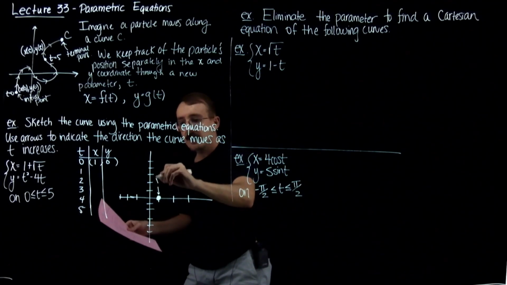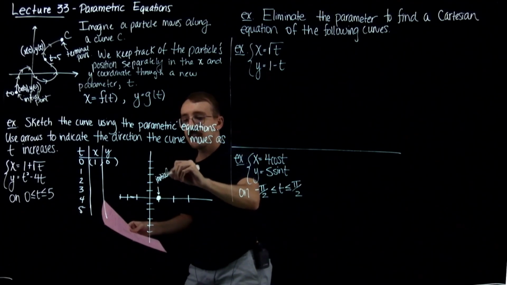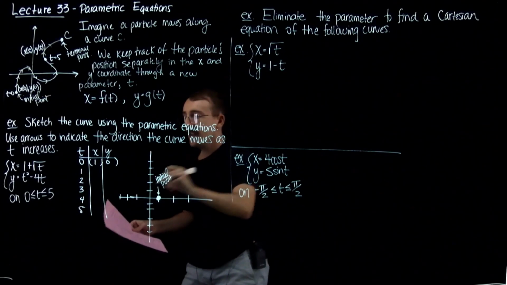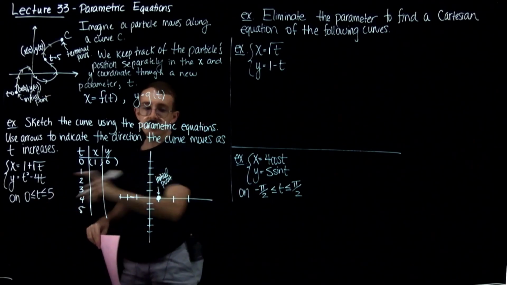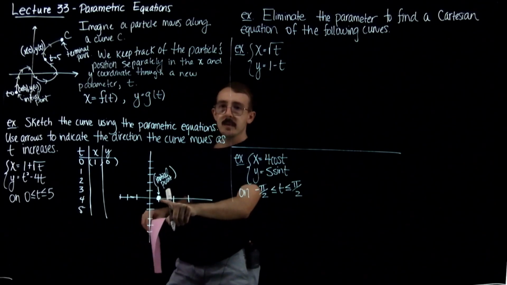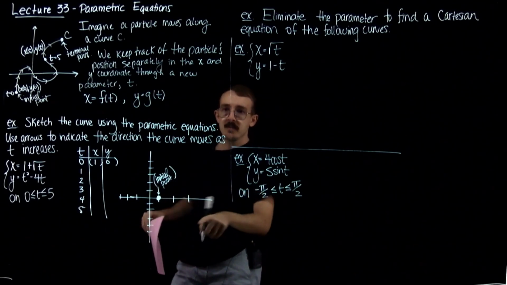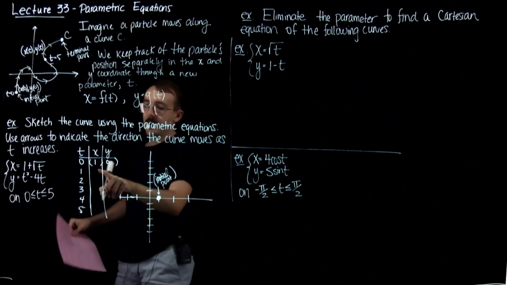And we call this the initial point if we have some kind of initial t value we're given. So this is our initial point. This is where we're going to start, and then we're going to start moving along a curve that I'm going to sketch out now.